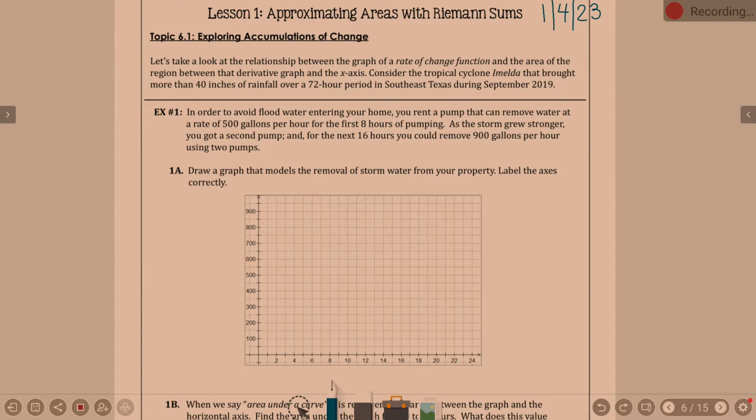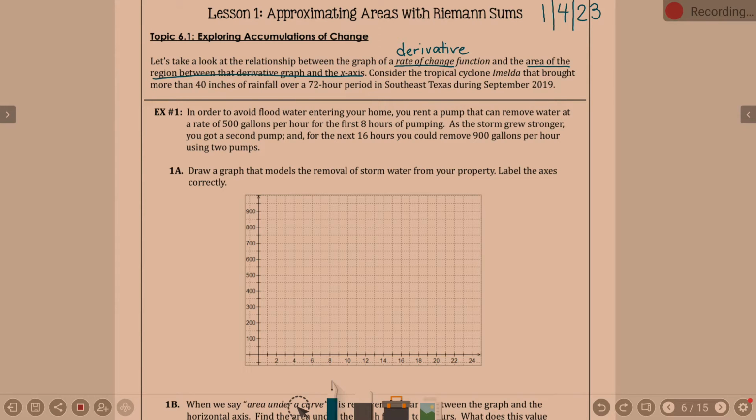Okay, so we're going to take a look at the relationships here. And you'll notice here it says we're taking a look at the relationship between the graph of a rate of change function and the area of the region between the derivative graph and the x-axis. Now, I want to point that out because, okay, so rate of change. What is your brain supposed to think in calculus when we talk rate of change? What did we just spend the last however many units going over? Derivative, yes? So when we talk rate of change, that is derivative.